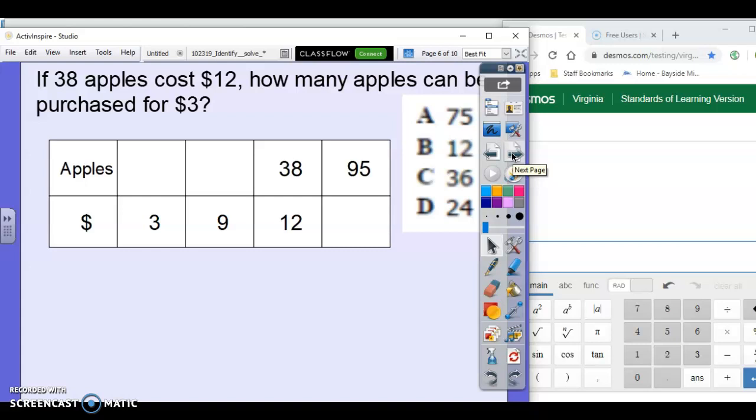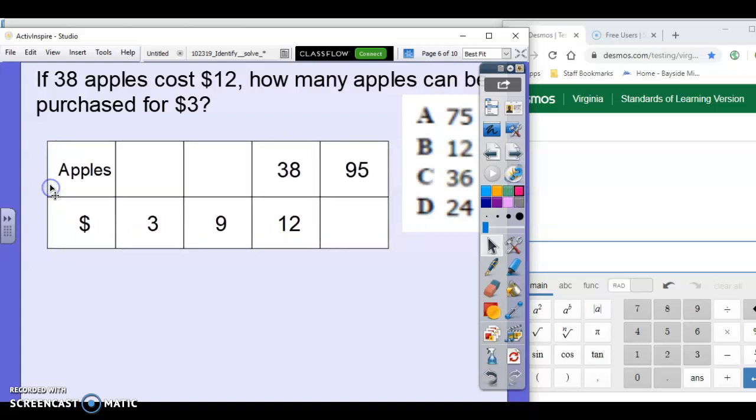All right, number 2. It says if 38 apples cost $12, how many apples can be purchased for $3? So this one's already set up for you. What I want you to look at is where it says apples. This says apples, and then it has all of the numbers for apples going across, and the next one is the amount of money. So if we were going to write this, we would be writing it in 2 different colors. So 3, 6, 9, 12. We're missing some boxes here. So let's just find a starting point and see what we can do here.